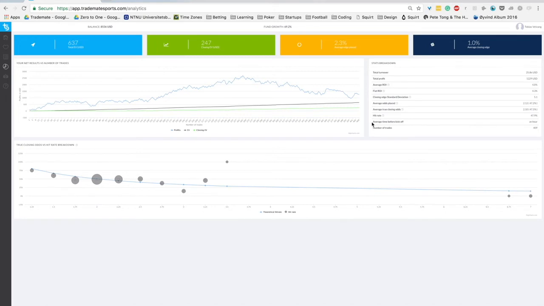As we can also see from the stats, his average time before kickoff is only 1 hour on the sharps, while it was 2 hours in general. So he's being more picky about which trades he chooses when he's trading on the sharps.